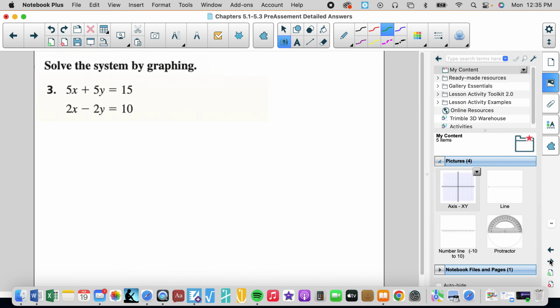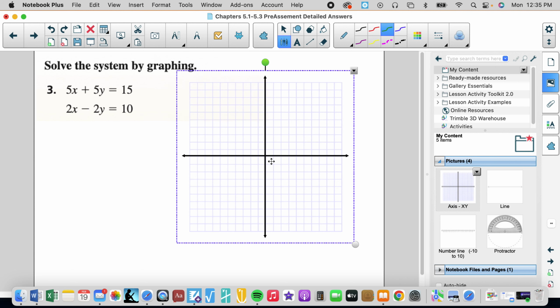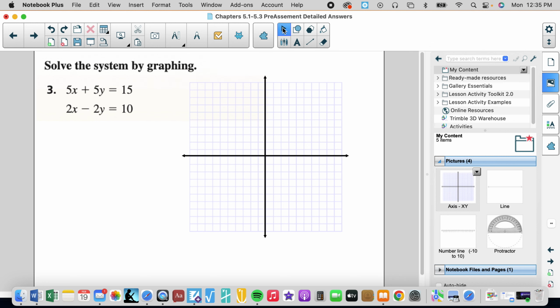That took 60 seconds. We're already through the first couple of problems. So the more efficient you are at this, the better it's going to be for you.